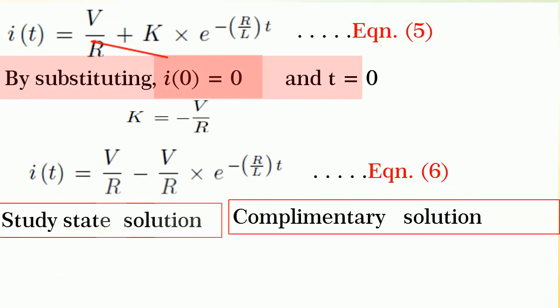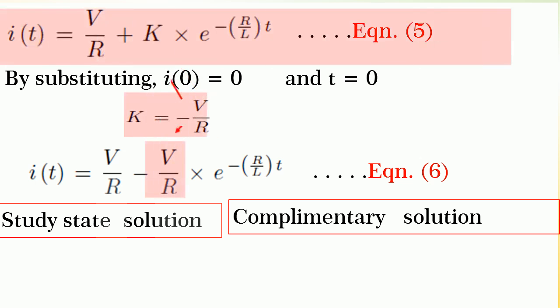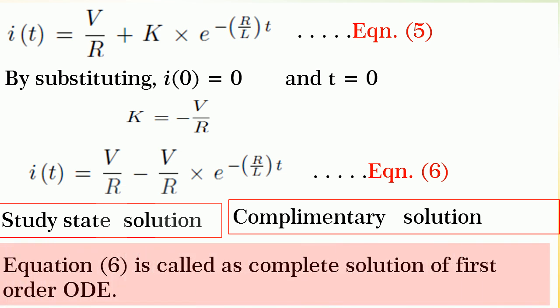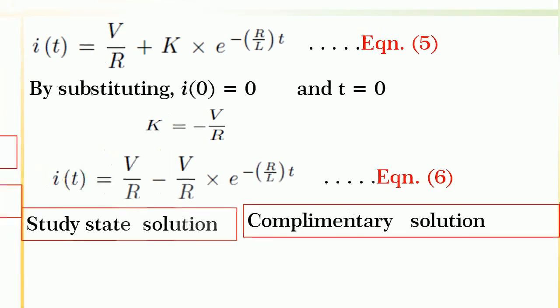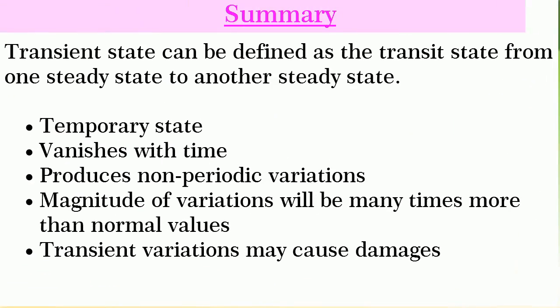By substituting i(0) = 0 at t = 0 in equation 5, we get k = -V/R. By substituting the value of k in equation 5, we get i(t) = V/R - (V/R)·e^(-(R/L)t). Friends, this is called the complete solution for i(t). Is it not simple? Friends, let me summarize what we have learned in this tutorial.